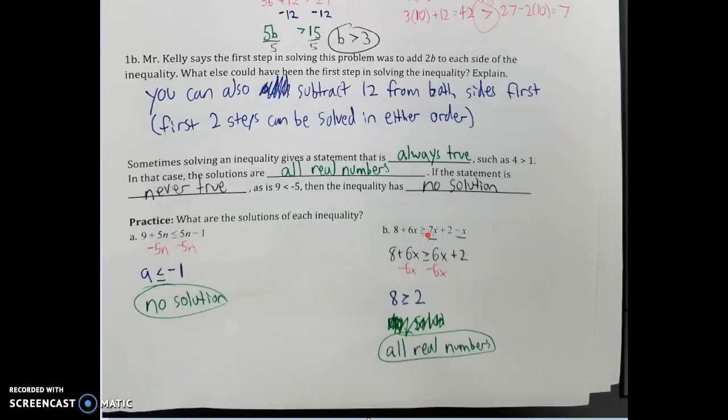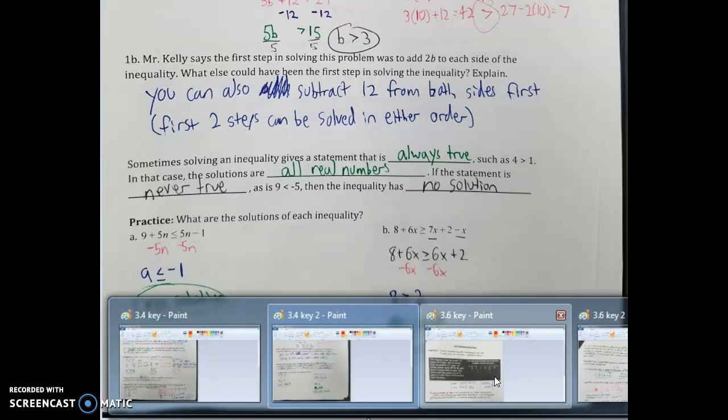So other example, if I first combine my like terms, 7x minus x would make 6x. Then if I try to gather my variable terms, I subtract 6x on both sides. It cancels on both, so I'm just left with 8 is greater than or equal to 2. And since 8 is always greater than 2, I'm left with all real numbers as my answer, because that will always be true.